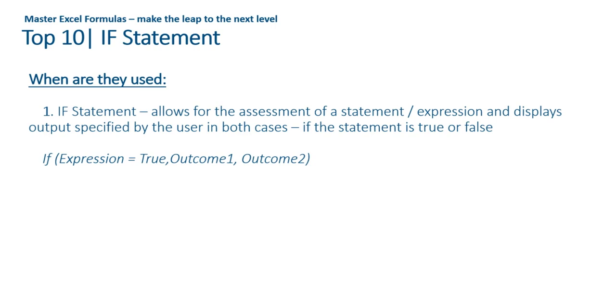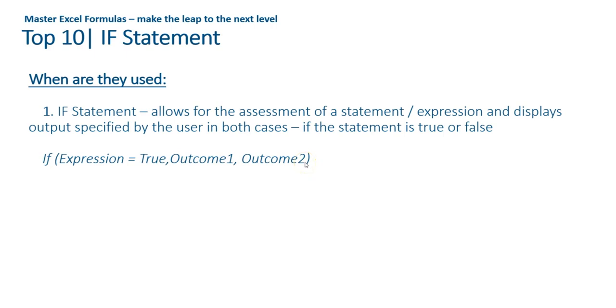So the if statement is used when the user needs to assess a statement, and if the statement is correct, it should show a specific output, and then if the statement is not correct, it should obviously show another output. So as you can see, we have the structure here. If the expression is true, give us outcome 1. Otherwise, give us outcome 2, for example.